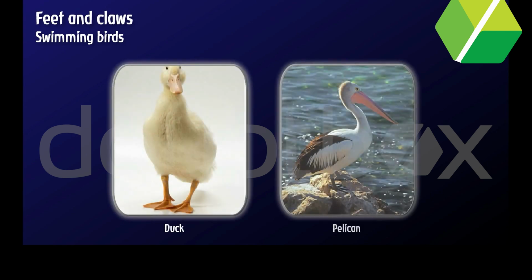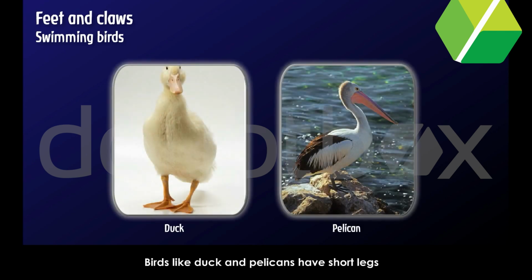Swimming birds. Birds like ducks and pelicans have short legs with 3 toes in the front and 1 at the back. The 3 front toes are joined by a thin skin. Such feet are called webbed feet.